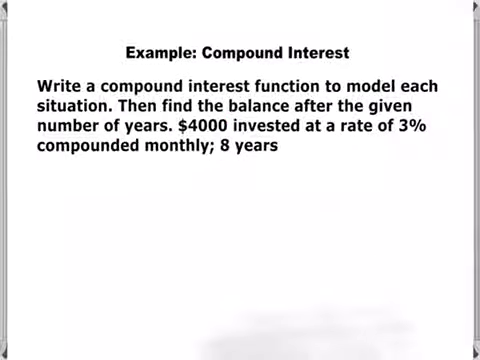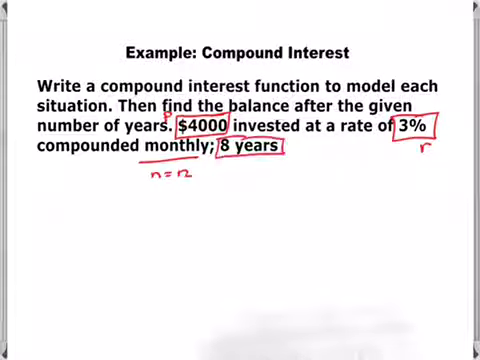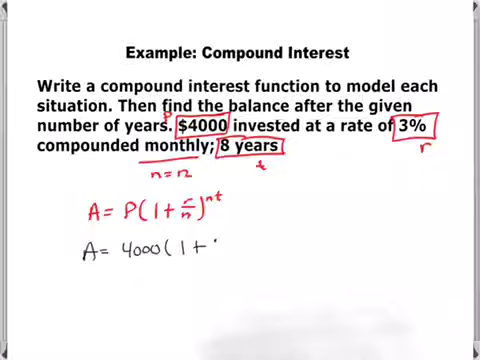All right, last problem. This time we start with an initial value of $4,000, so that's our principal. We have a rate of 3%, compounded monthly, so N equals 12, over a course of 8 years, so that's T. So we've got A equals P times 1 plus the rate divided by how often it's compounded, raised to N times T power. We're going to plug in what we know. Well, the principal is $4,000. We've got 1 plus 0.03 divided by 12, and then 12 times 8 power there.